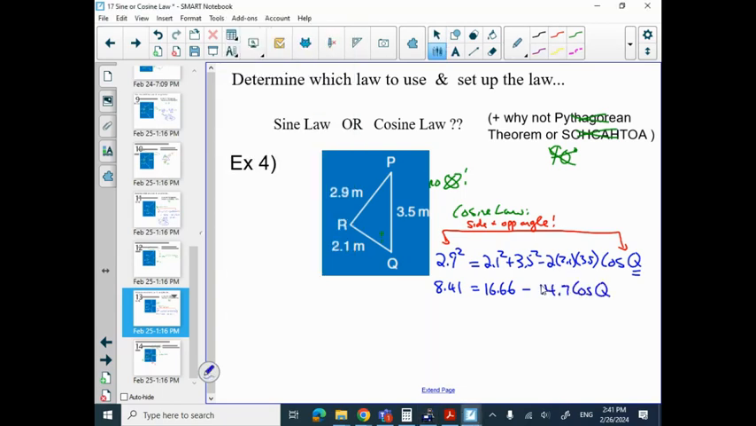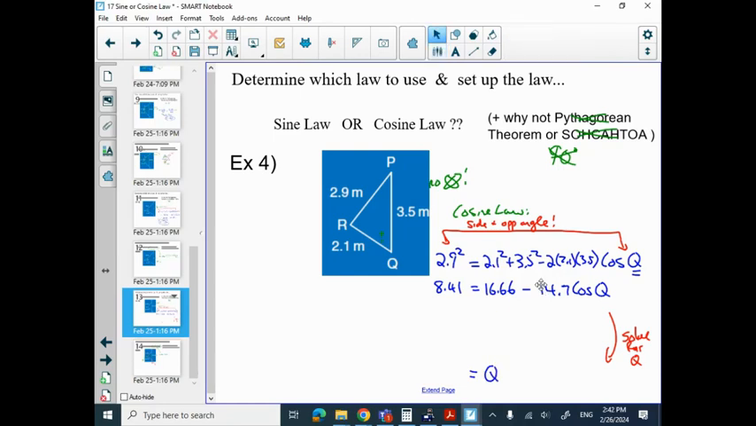Of course, that's times cos Q, right? So that's not actually a 14.7 you can subtract from 16.66, because whatever Q is would drop that down. Cosine's always between negative 1 and 1, right? So it's going to reduce it. So what we need to do is solve for Q. Basically we want to get Q all by itself.